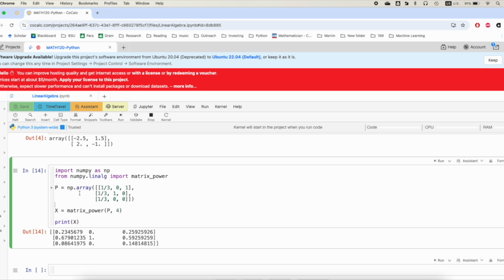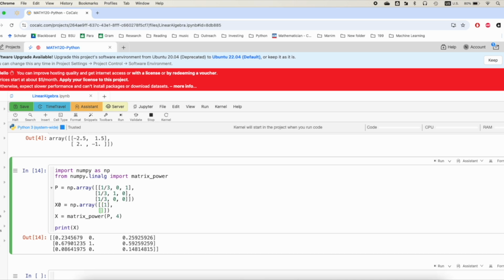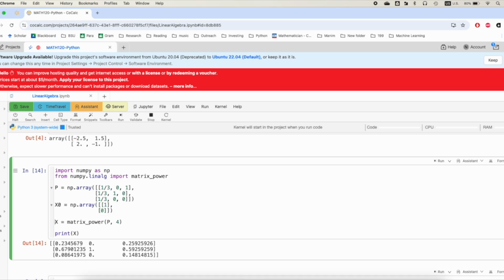P is the matrix of transition probability that we have in this case, which is a 2x2 matrix, and you need the x0 matrix, which is the initial matrix. In this case it is the 1, 0 matrix. So you do np.array, and then you set up the matrix. There are just 2 rows and 1 column, so 1, and then go to the next row, 0. You want to do the matrix multiplication between P raised to the third power times x0.